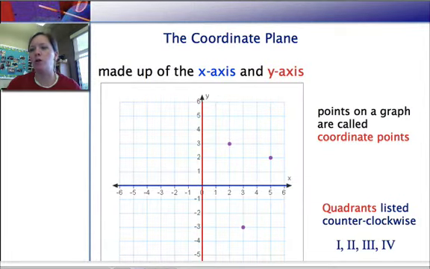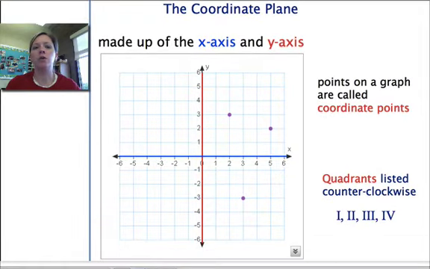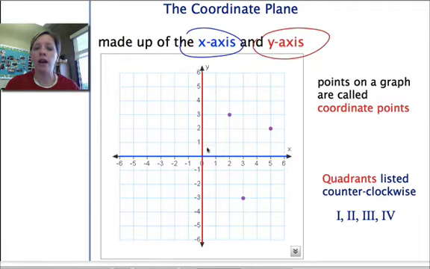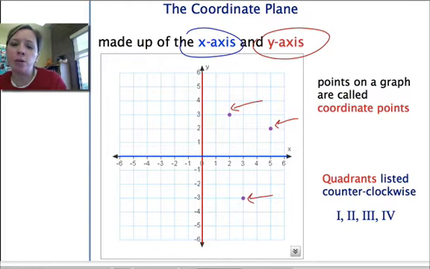So let's make sure we know all of the parts of the coordinate plane. The coordinate plane is made up of the x-axis and the y-axis. So you can see that I've got the x-axis in blue here, and the x-axis travels horizontally, and you can see that I have the y-axis drawn in red. The y-axis travels vertically. The points on a graph are called coordinate points. So like right here, right here, right here, all three of these guys are points or coordinate points.